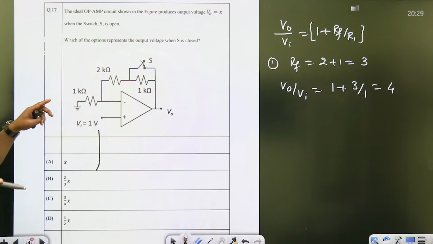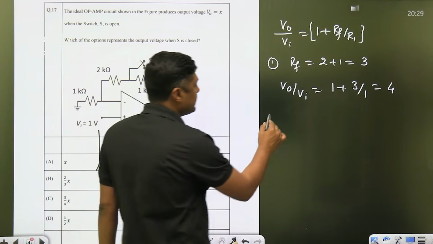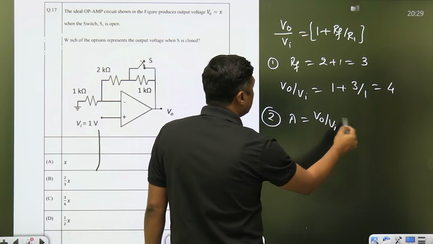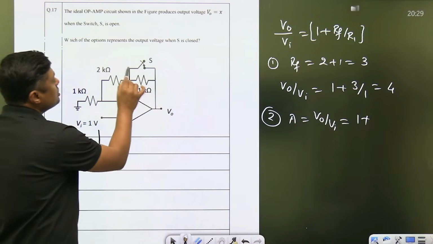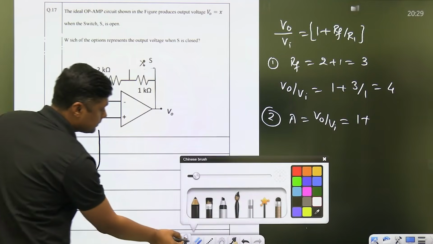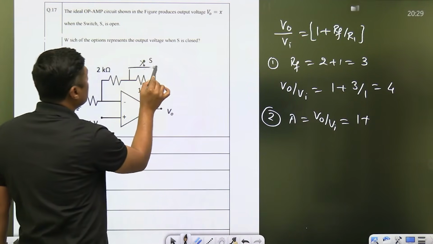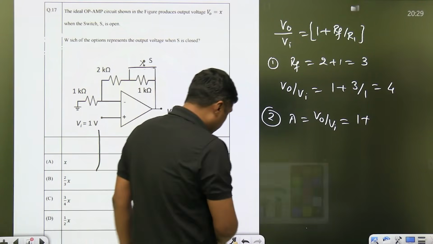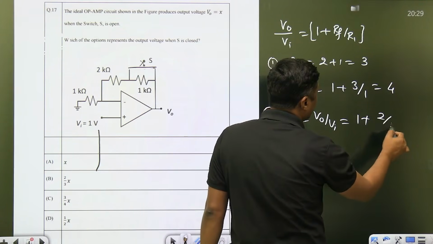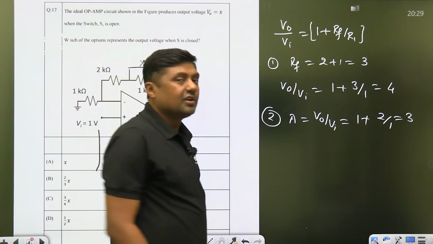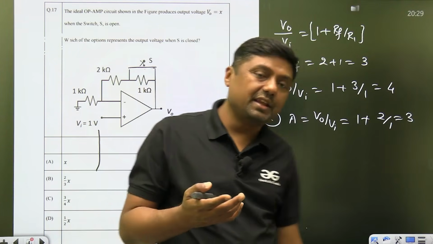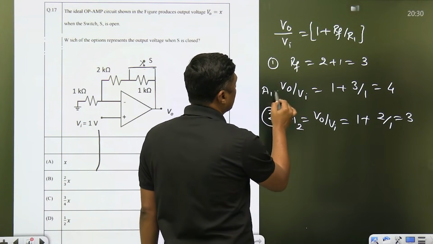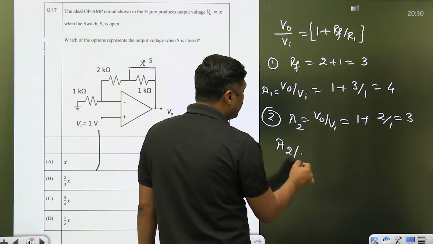The 1 kilo ohm is in action when the switch is open. In the second case, the gain V0 upon Vi is equal to 1 plus RF by R1. When the switch is closed, this will short circuit the resistor, so RF will become only 2 kilo ohm. So the gain is 1 plus 2 by 1, which is 3. In the second case, the gain is 3, and in the first case, the gain is 4.